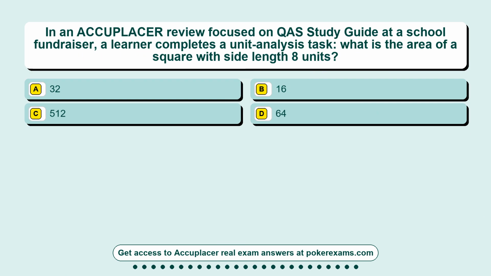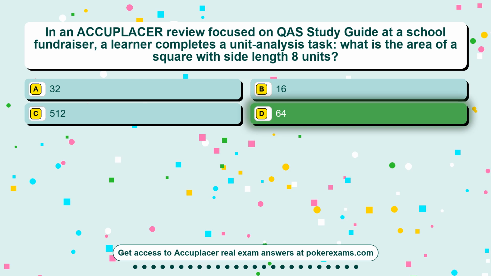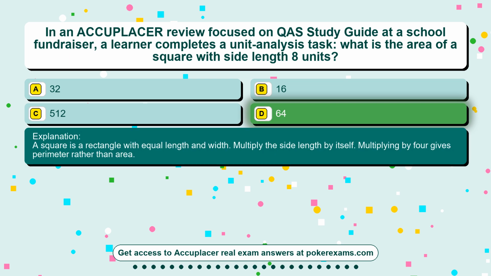Question 13. In an ACCUPLACER review focused on QAS study guide at a school fundraiser, a learner completes a unit-analysis task. What is the area of a square with side length 8 units? Option A 32, option B 16, option C 512, option D 64. The correct answer is option D, 64. A square is a rectangle with equal length and width. Multiply the side length by itself. Multiplying by 4 gives perimeter rather than area.